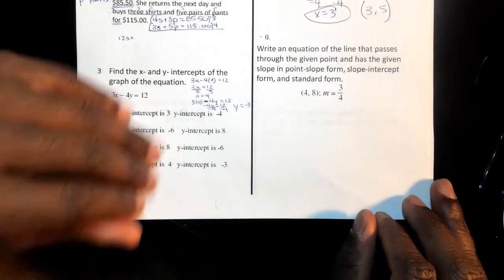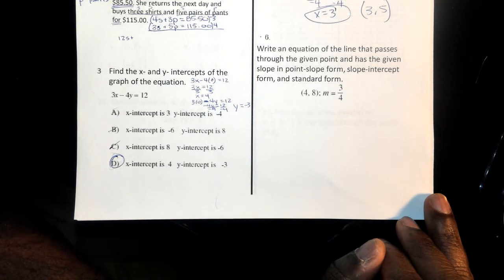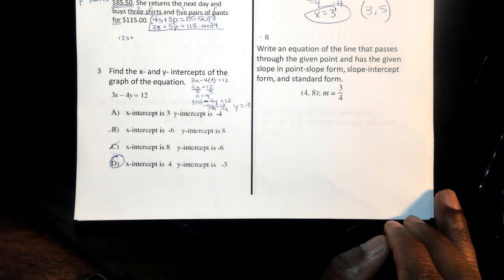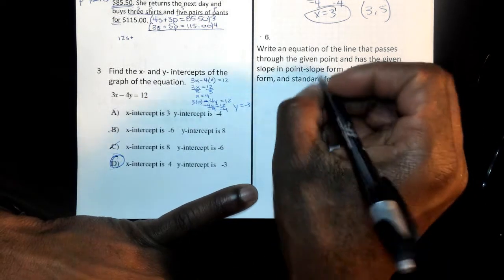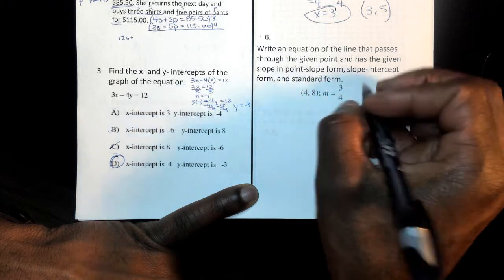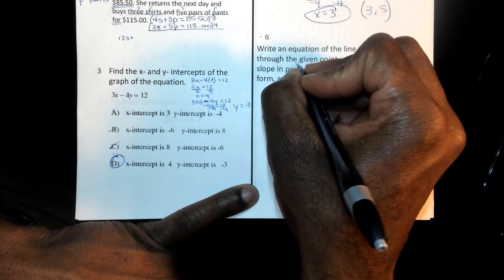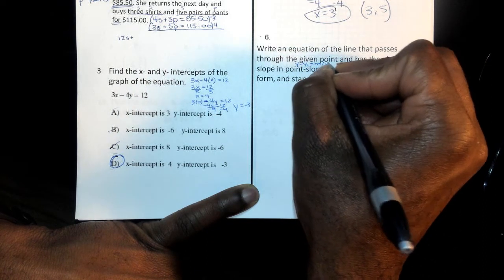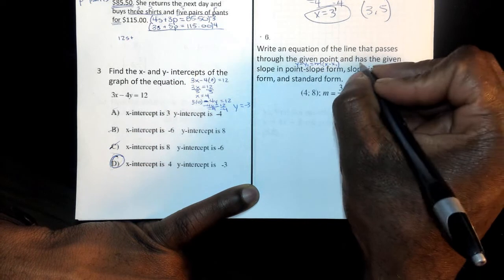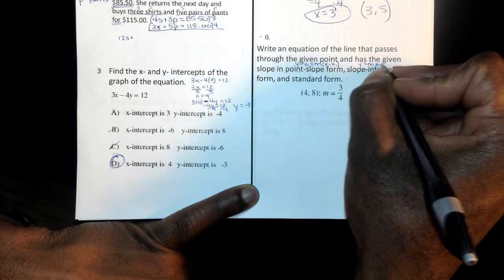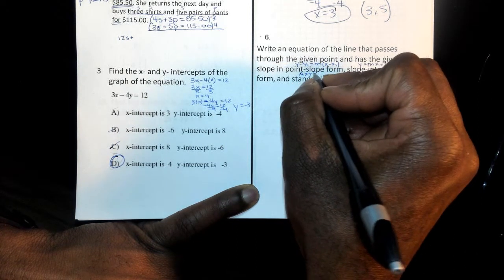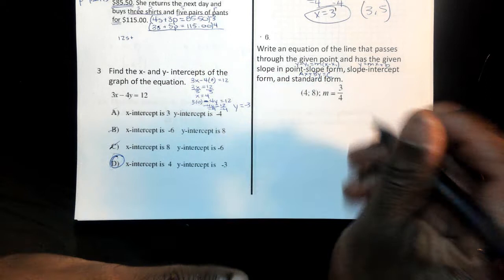Alright, number 4. Write an equation of a line that passes through the given point and has the given slope in point slope form, slope intercept form, and standard form. So the first one, of course, is easy because we have the slope and a point. Point slope form is y minus y1 equals m times x minus x1. Slope intercept form, of course, y equals mx plus b, our most common one. And standard form, ax plus by equals c.